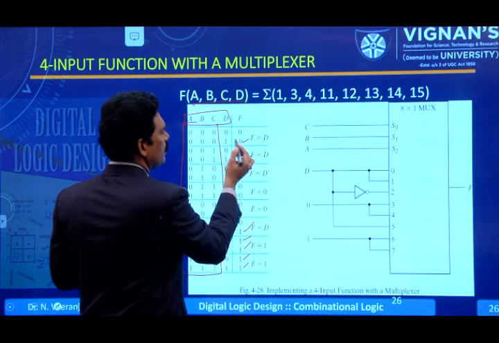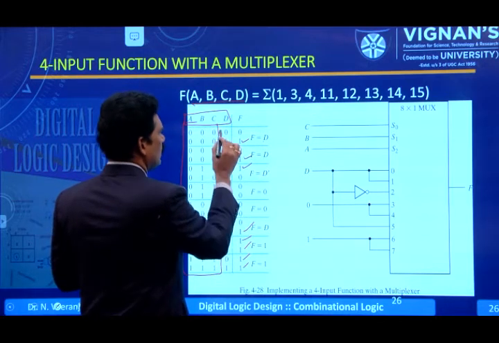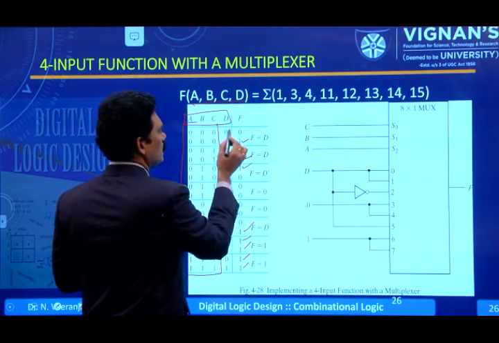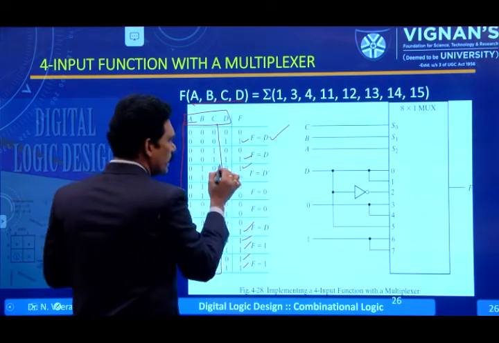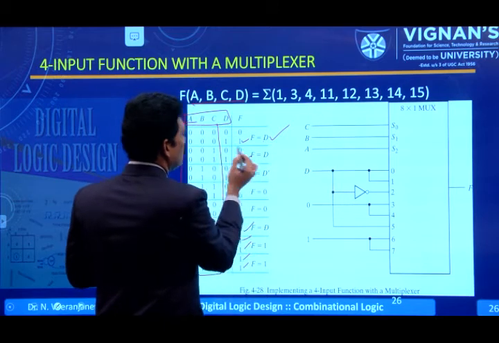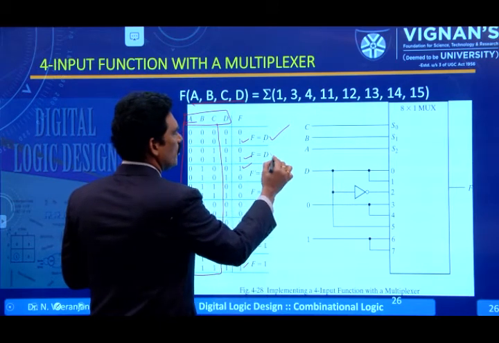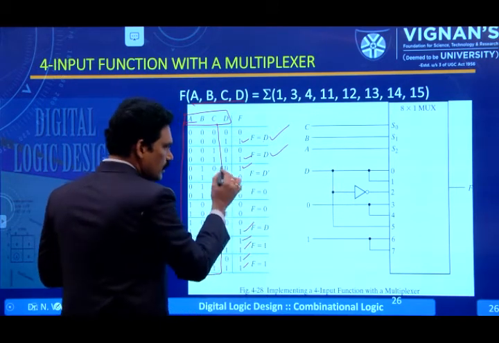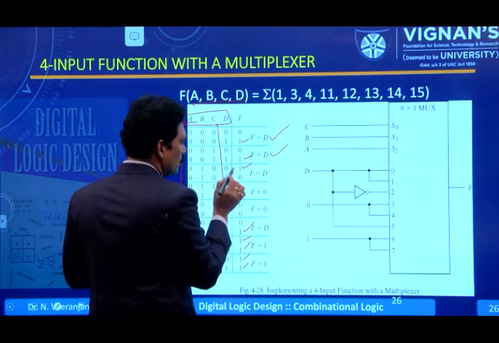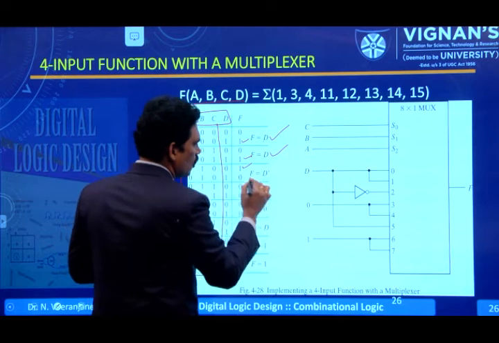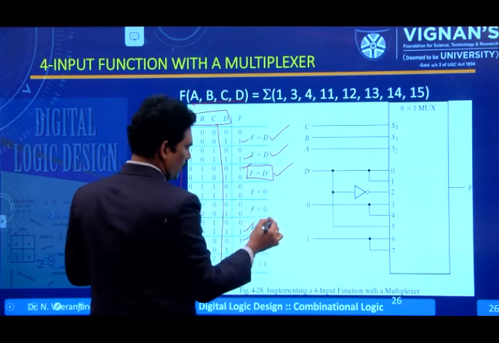Is there any relation between these two? Yes. If f is equal to 0, d is also 0. If f is equal to 1, d is also 1. So, f is equal to d. Here also 0, 0, 1, 1, so f is equal to d only. Here, if f is equal to 1, the d value is 0. If f is equal to 0, this is 1. So, f is equal to d bar.